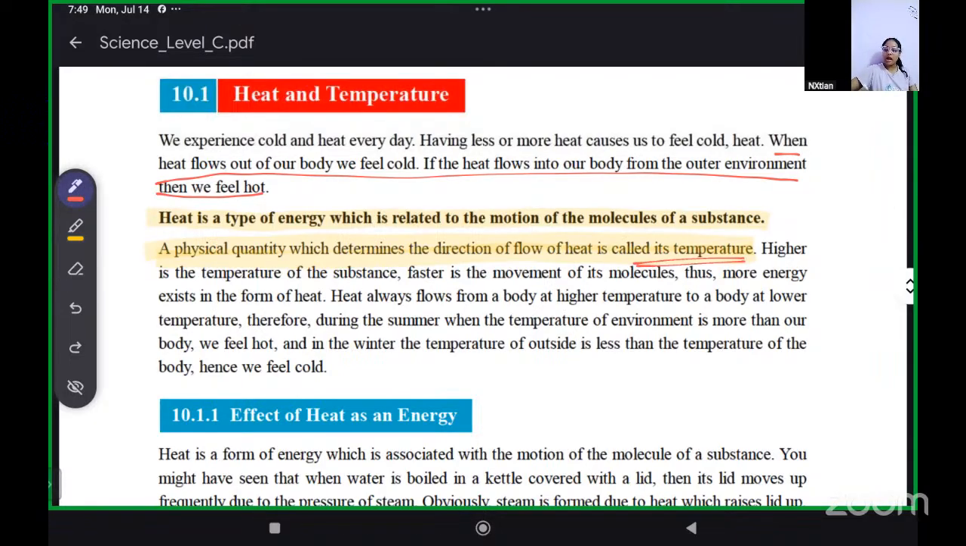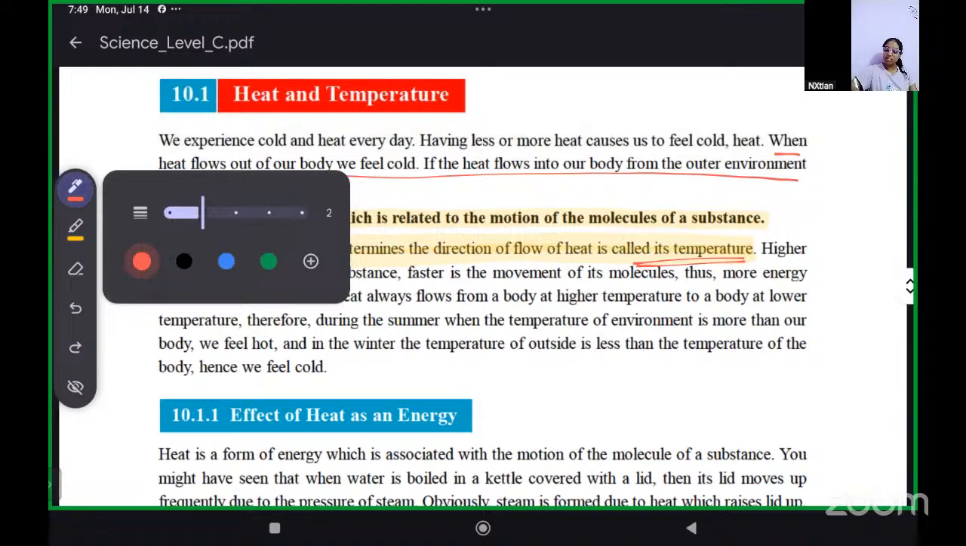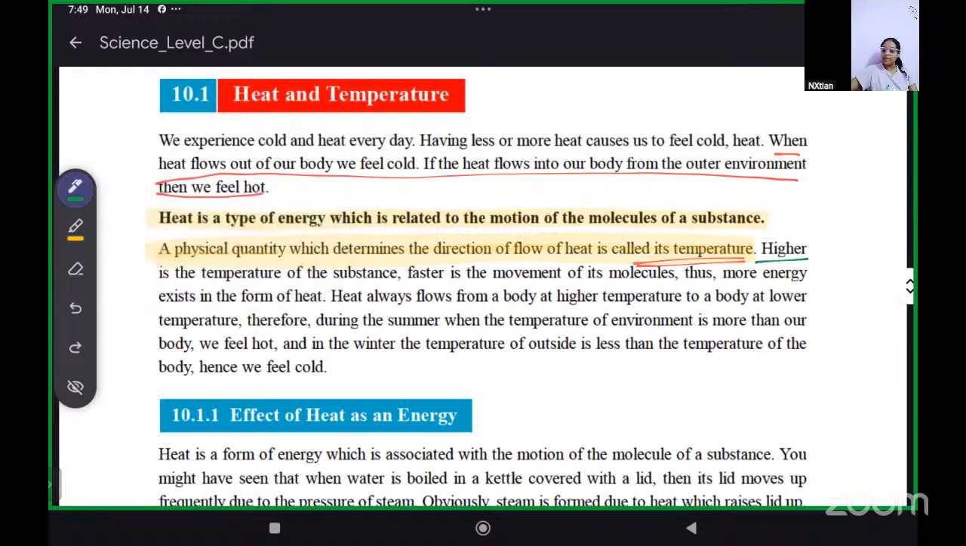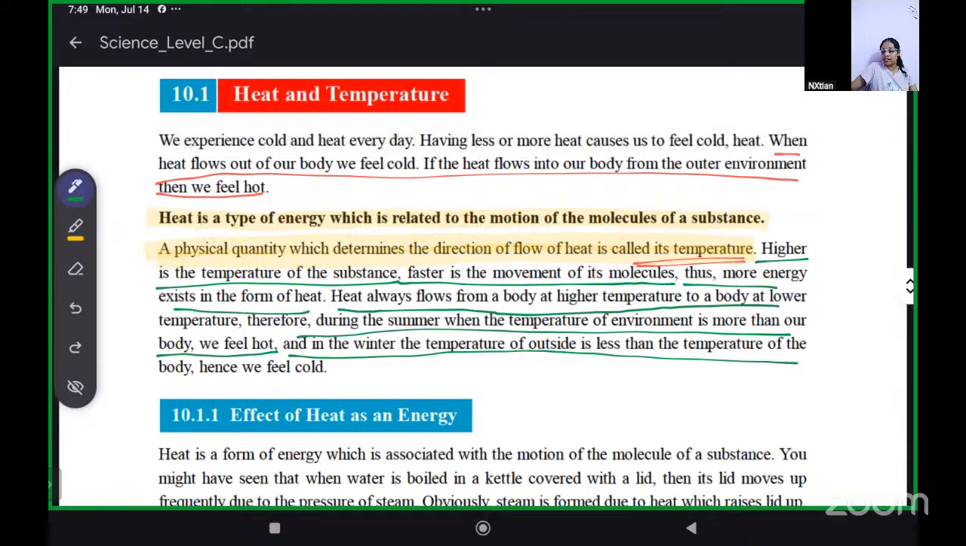Higher the temperature, look at this very carefully. Higher the temperature of the substance, faster is the movement of its molecules. Thus, more energy exists in the form of heat. And heat always flows from a body at a high temperature to a body at a low temperature. Therefore, during the summer, when the temperature of the environment is more than our body, we feel hot. And in winter, the temperature outside is less than the temperature of the body, hence we feel cold.